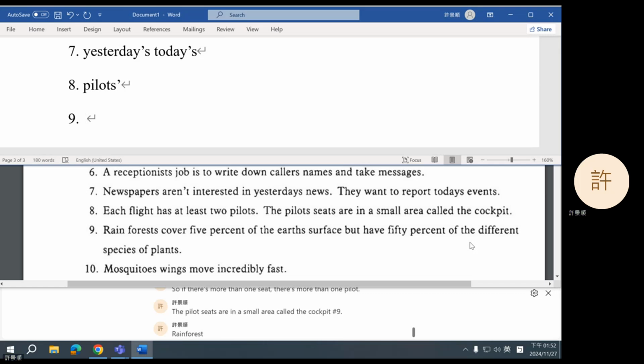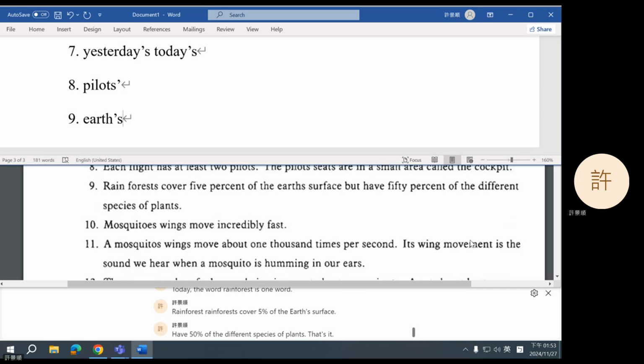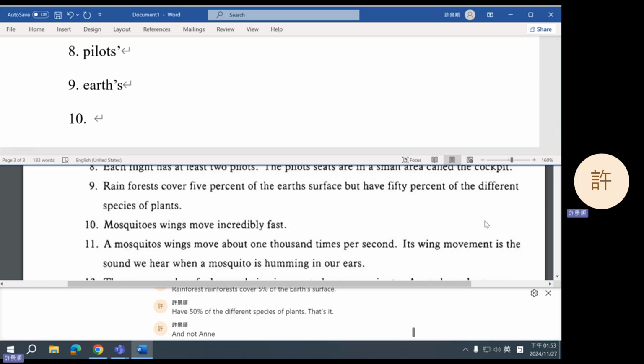Number 9, rainforests. Okay, this is an old textbook. Today, the word rainforest is one word, rainforest. Rainforests cover 5% of the Earth's surface, but have 50% of the different species of plants. That's it. Number 10, mosquitoes' wings move incredibly fast.